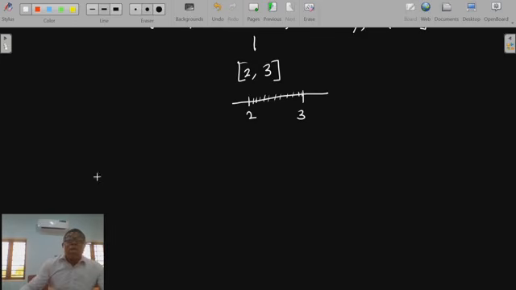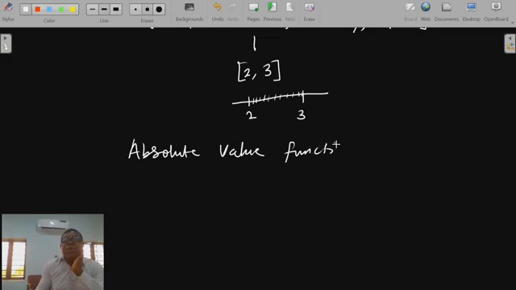Now, there is an important notion in this lecture. Remember that what I did above, I just review. This particular lecture is targeted on looking at what we call the absolute value function.